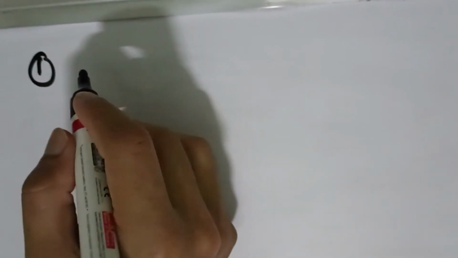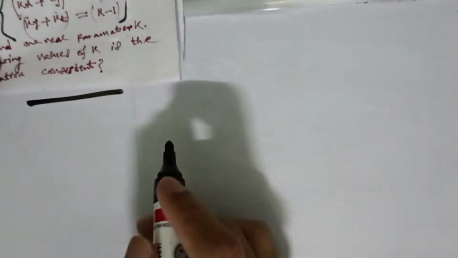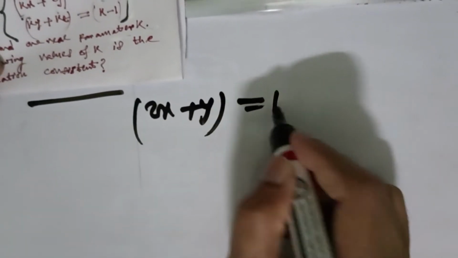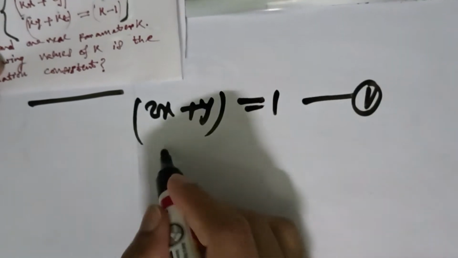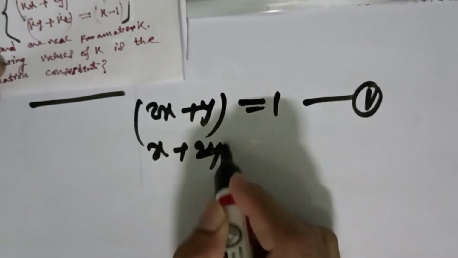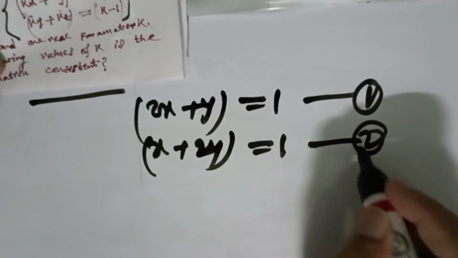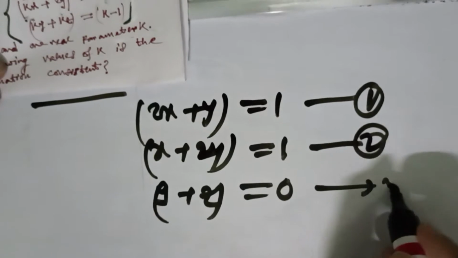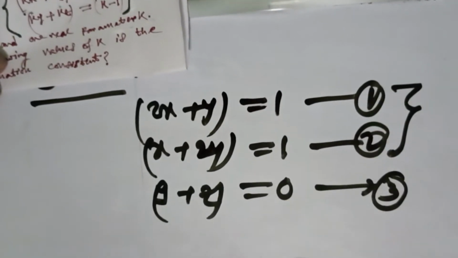Now the remaining values are k equal to 1 and k equal to minus 1, so we are going to check them. Choose k equal to 1. Then the first equation becomes 2x plus y equal to 2 minus 1, that is 1. Name it 1. The second equation becomes x plus 2y equal to 1. Name it 2. And the last equation becomes y plus z equal to 0, the third equation.